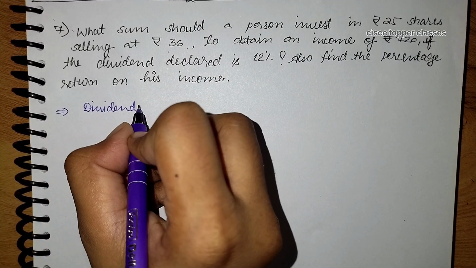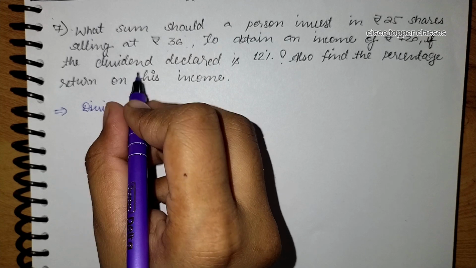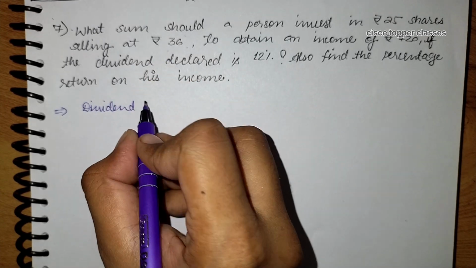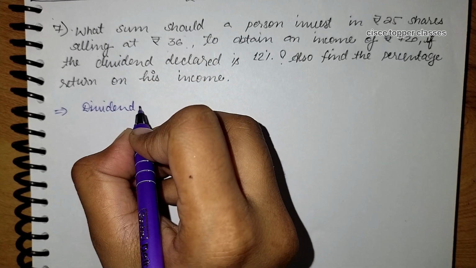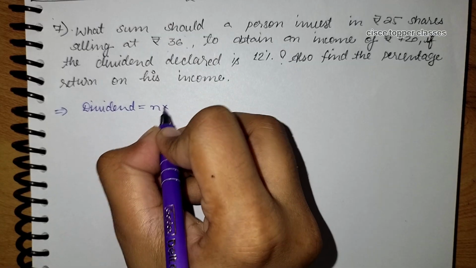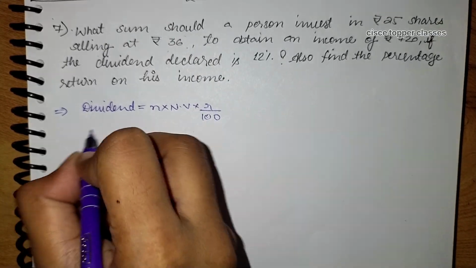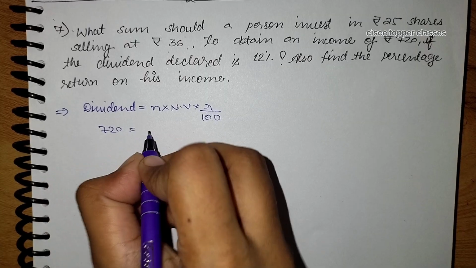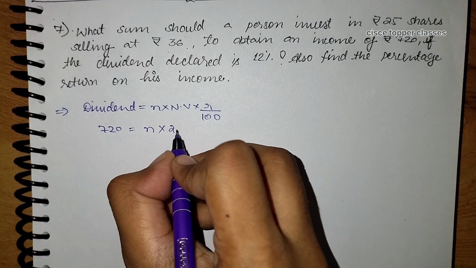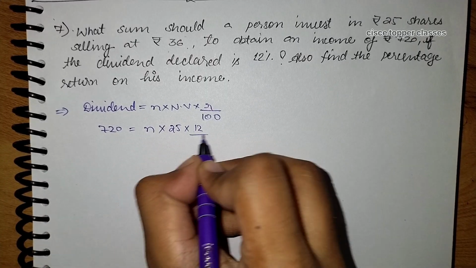From that we will find the number of shares, and number of shares into the market value will be the total sum invested. From that only we will find the percentage return. So if we write dividend, this is n into number of shares into nominal value into rate by 100. We will put all the values. Dividend is 720 and we have to find n; nominal value is 25 into rate is 12 by 100.